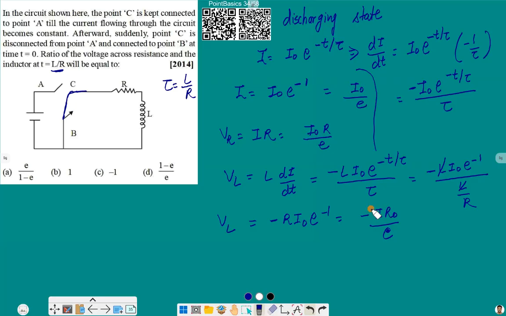So we can see that both of the voltages are negative of each other, and we can simply see from this diagram that no voltage source is connected. If plus 5 volt is induced on this inductor, then on the resistance there should be minus 5, so that the total voltage adds to 0. Now we can take the ratio. As they are equal and just the sign is opposite, VR by VL is equal to minus 1. So option C will be the right answer here.